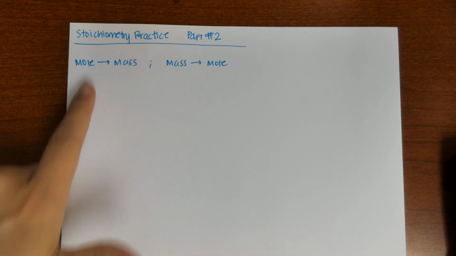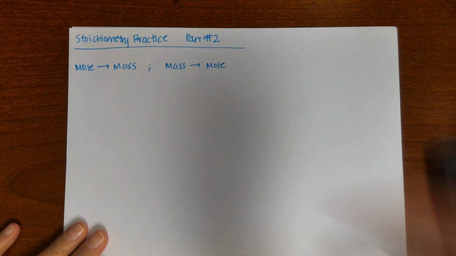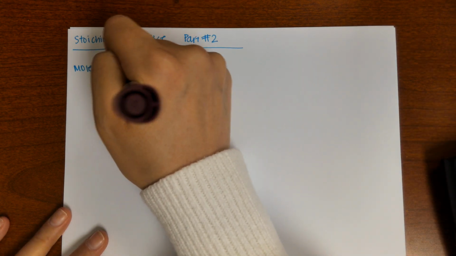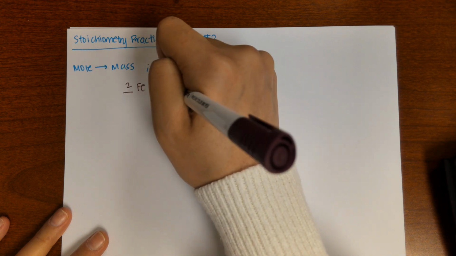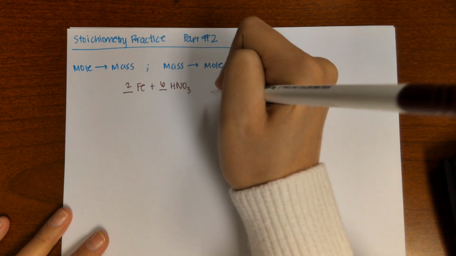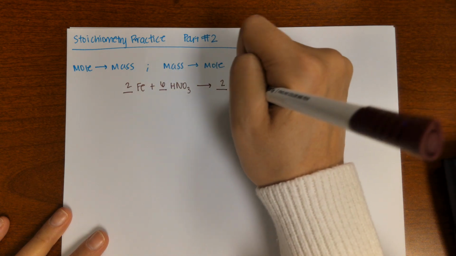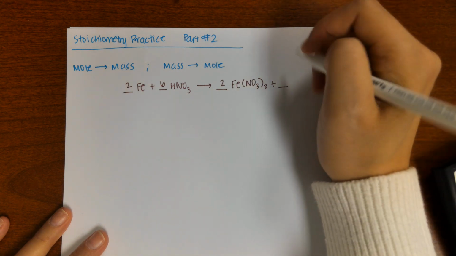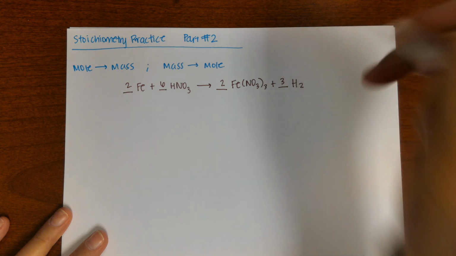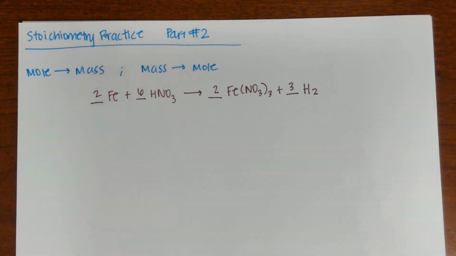I'm going to start off with the mole to mass. And I will write down a chemical equation that we're going to use throughout. So let's say we have iron with nitric acid, and that produces iron 3 nitrate and hydrogen gas. And it is already balanced for the sake of saving time for helping with our conversions.